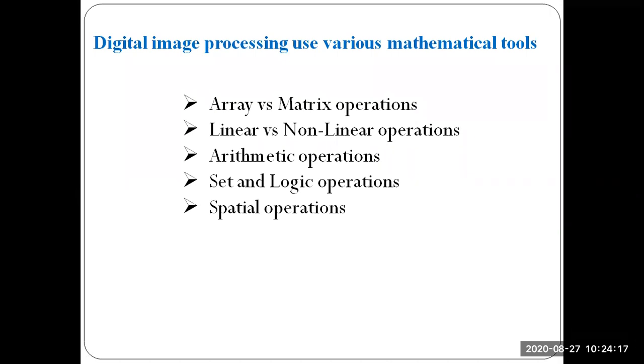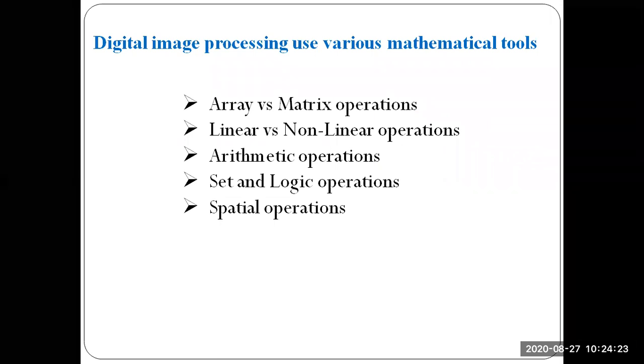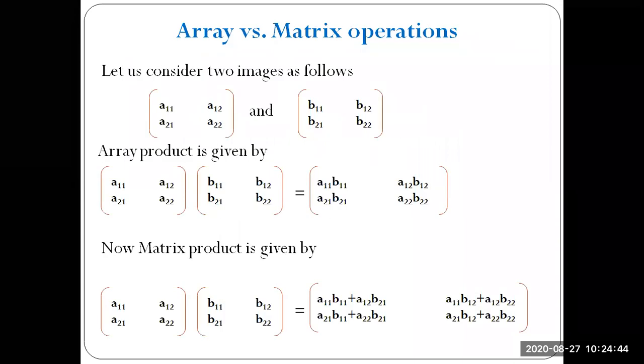First one is arrays and matrix operations, and second one is linear and non-linear operations, and next one is arithmetic operations, and next one is set and logical operations, and spatial operations. So there are five different categories of operations in our digital image processing. Okay. The first one is, we have to see the arrays and matrix operations.